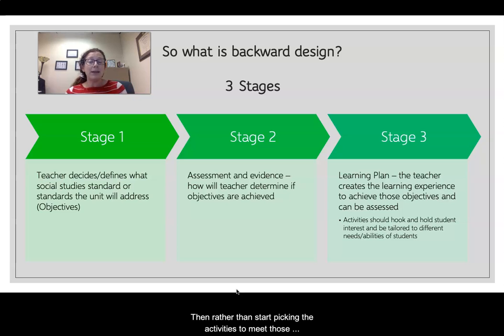Then, rather than start picking the activities to meet those objectives, you need to decide how are you going to measure these objectives? What type of assessments and evidence are you going to collect to determine that your students have achieved that objective? For your older students, that might be quizzes, that might be tests. For your younger students, it might be some sort of worksheet and activity throughout the lesson. And then finally, you are going to create your learning plan. So this is when the teacher is going to create the learning experience to achieve those objectives that can be assessed.